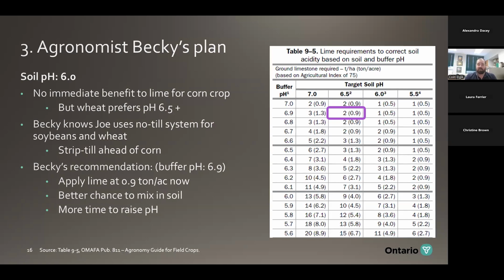And so Becky's recommendation is to actually apply that lime now ahead of the corn crop, hoping that it will get mixed in and get to work neutralizing that acidity a bit more by the time Farmer Joe goes to plant his wheat.